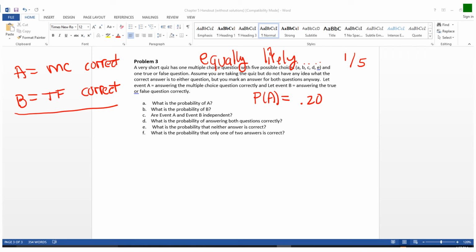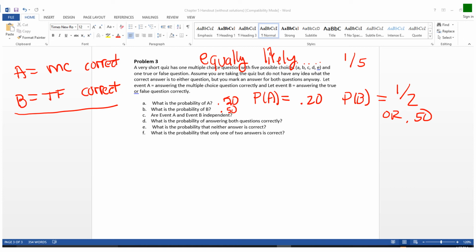Now, when you look at the true false, it's the same idea. It'd be like saying, okay, you tossed a coin, it's either true or false. There are 2 outcomes in that case. So you would say the probability of the true and false question is 1 over 2, or you could say 50%. Okay, so if you look at these answers, because these are equally likely scenarios, the probability of A is 0.20, and the probability of B is 0.50, just by simply using the equally likely or the classical approach.